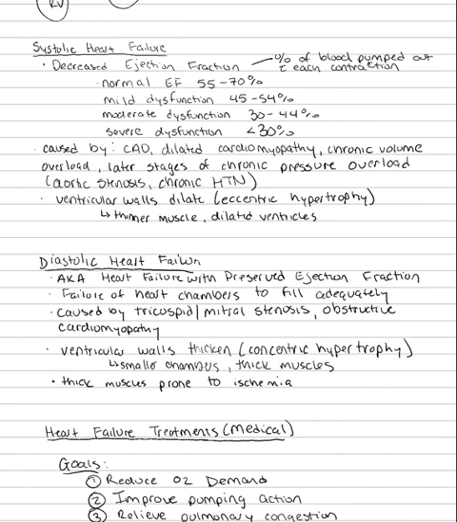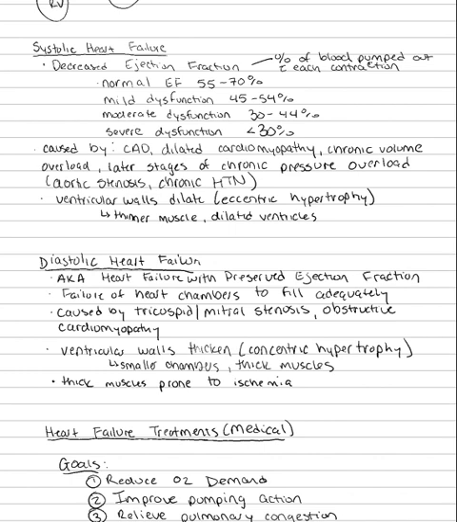Systolic heart failure is typically caused by coronary artery disease, dilated cardiomyopathy, chronic volume overload, or even later stages of chronic pressure overload. Think aortic stenosis or chronic hypertension. As we talked about, when you have that backing up into the left ventricle, that's going to cause an increase in volume there, and that's going to cause what's known as eccentric hypertrophy, which just means thinner muscle and dilated ventricles. So with systolic heart failure, you're typically going to see dilated ventricles and a weak, thin muscle.